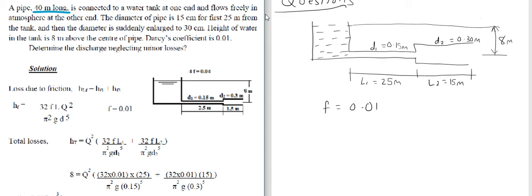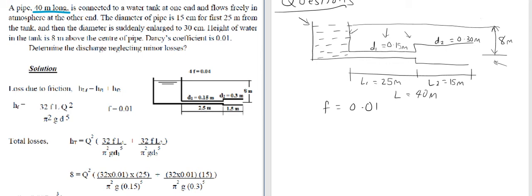This is the water tank, and this is where it flows freely. So a pipe 40 meters long, total length is 40 meters. The diameter of the pipe is 15 centimeters for the first 25 meters. So for the first 25 meters of the pipe, that is from here to here, the diameter is 0.15 meters.